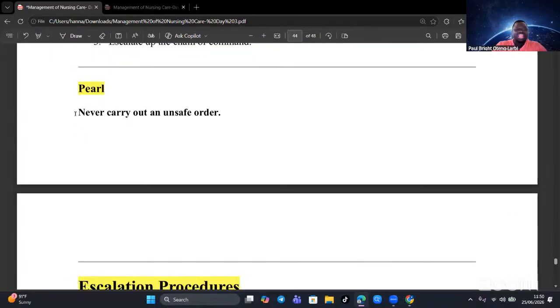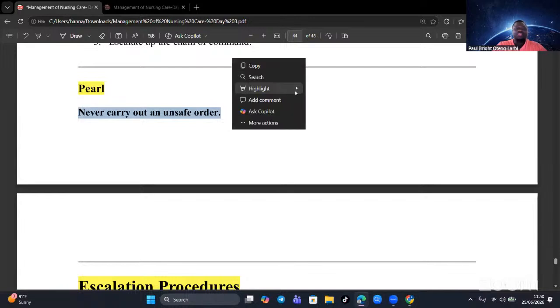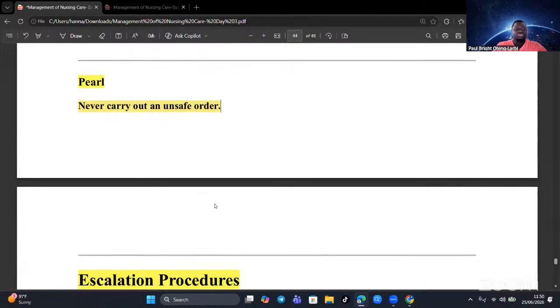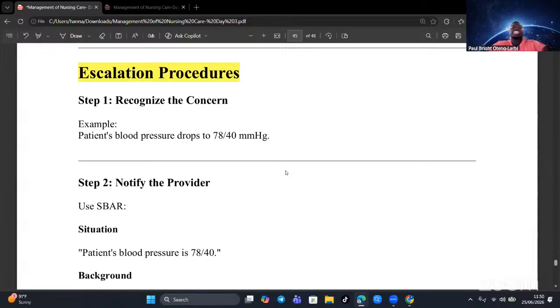Okay. Never carry out any unsafe order. You'll be in trouble. Okay. So how do we escalate? Now you have reached the level that it is above you. You want to take it to the higher level. How do you do that?